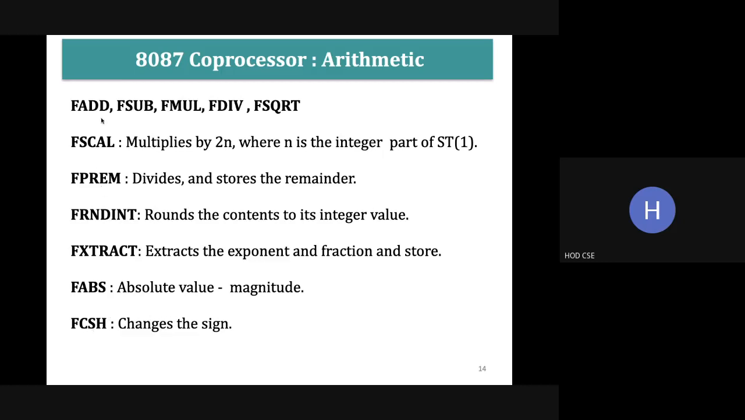Okay. So these are the arithmetic instructions: F add, F sub, F multiply, F divide, F square root, then multiplying a data by 2 to the power n, then to get only the remainder, FPREM, then round the content to its integer value. We have FRNDINT, then extract the exponent and fractional part is FXTRACT, and FABS is used to find the absolute value, and FCHS is used to change the sign of the content.